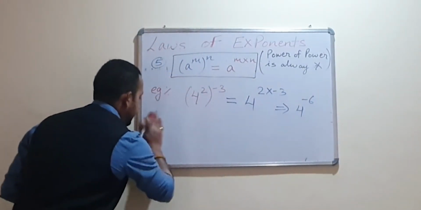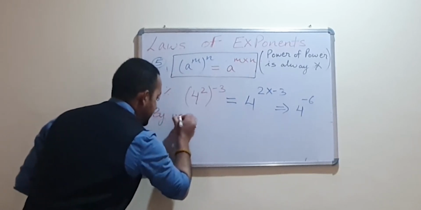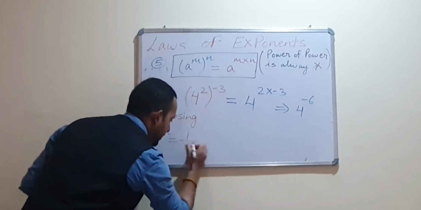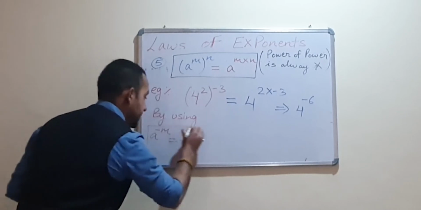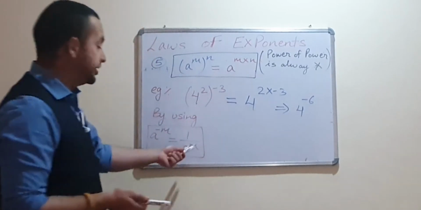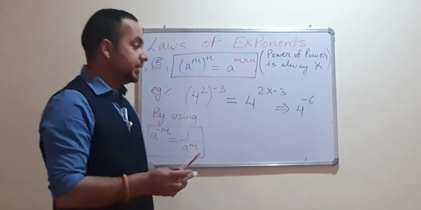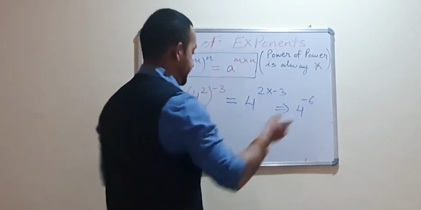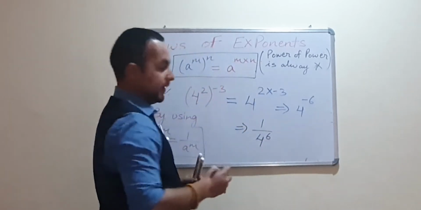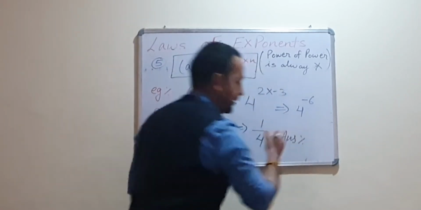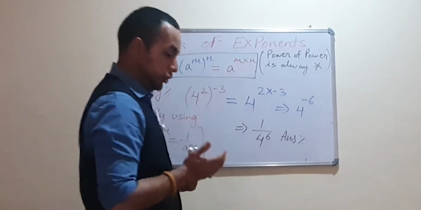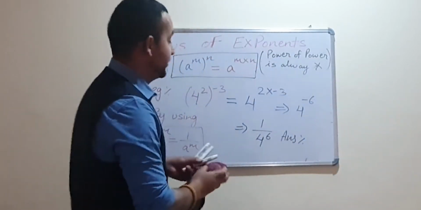Again, using a raised to the power minus m is equal to 1 upon a raised to the power m. Again this is a negative exponent and you are going to convert this negative exponent into a positive exponent by taking a reciprocal of this number. So you can write it as 1 upon 4 raised to the power 6 and this is your answer. Understood? Till now we have learned the fifth law and now we are left with the last law.